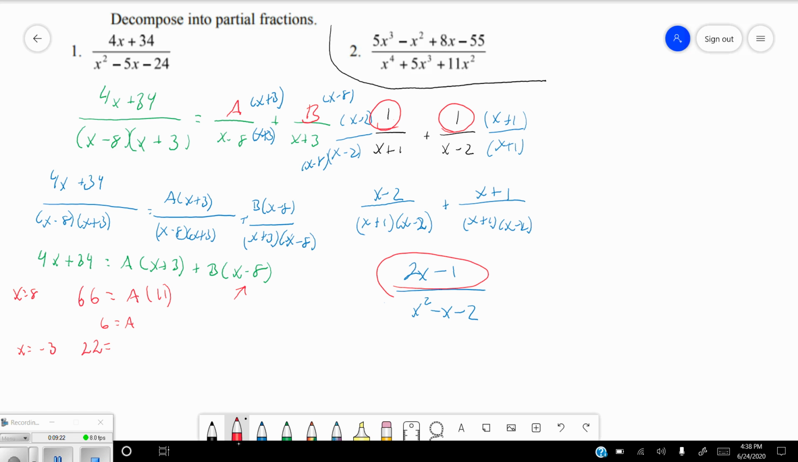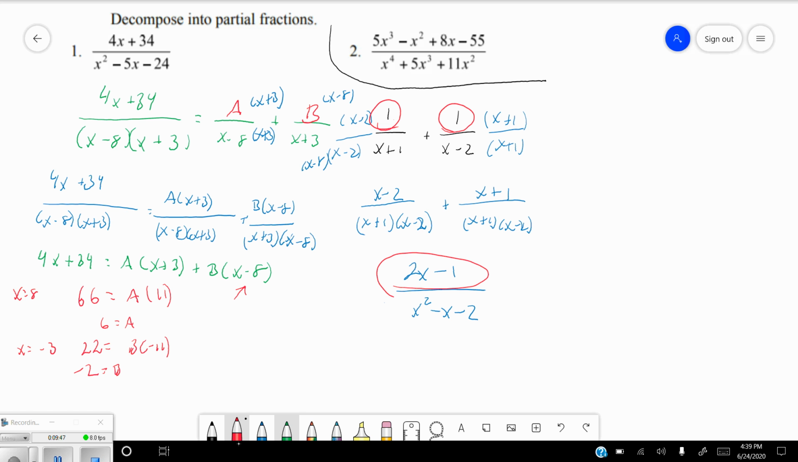And then if I plug it into the one with the b part, negative 3 minus 8 is negative 11. So we get b times negative 11. Dividing both sides by negative 11, we get b is negative 2. So what that has done now is it has given us the values that we can plug on top of our decomposed fractions.